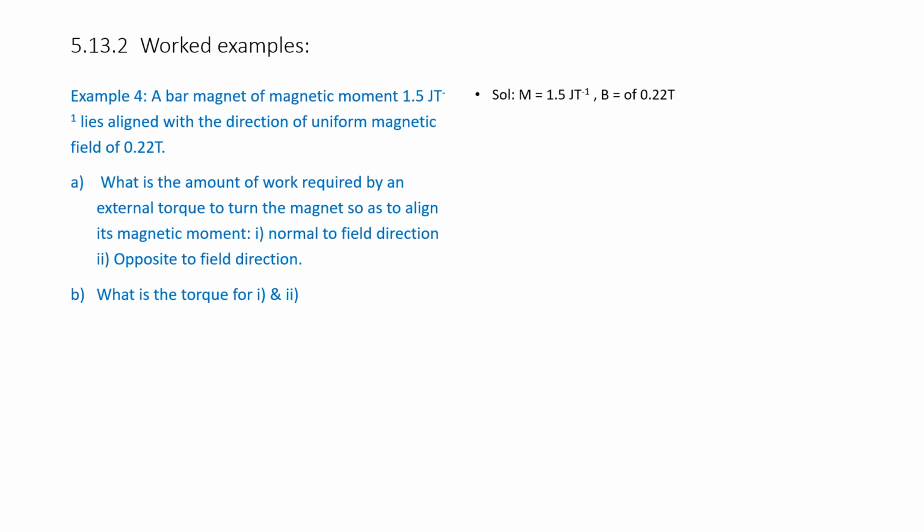Solution. m is equal to 1.5 joules per Tesla, it is given here. And B is equal to 0.22 Tesla, it is also given. Both the parameters have been given. So we will calculate the work required to turn the magnet normal to the field, which is given by the equation W = work done = -mB (cos θ2 - cos θ1).